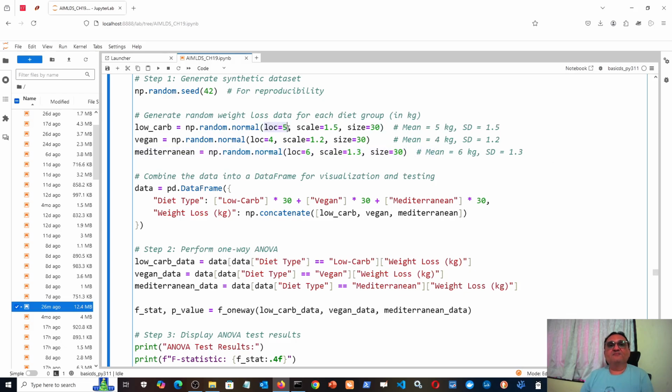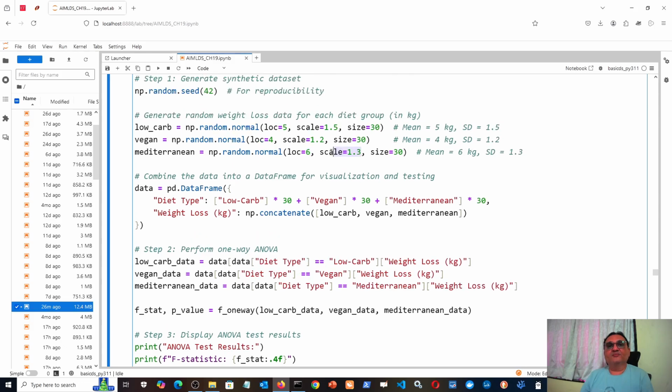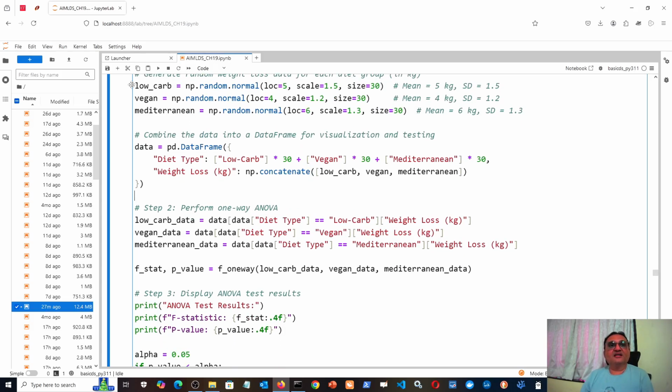So the first data set has a mean weight loss of 5 kg and a standard deviation of 1.5 kg, and in total there are 30 observations. The second data set has a mean weight loss of 4 kg, standard deviation 1.2, and there are again 30 observations. While the third diet had a mean loss of 6 kg with a standard deviation of 1.3, and there are 30 observations. So we will create these data sets, and we will combine them; these are just NumPy arrays, right?